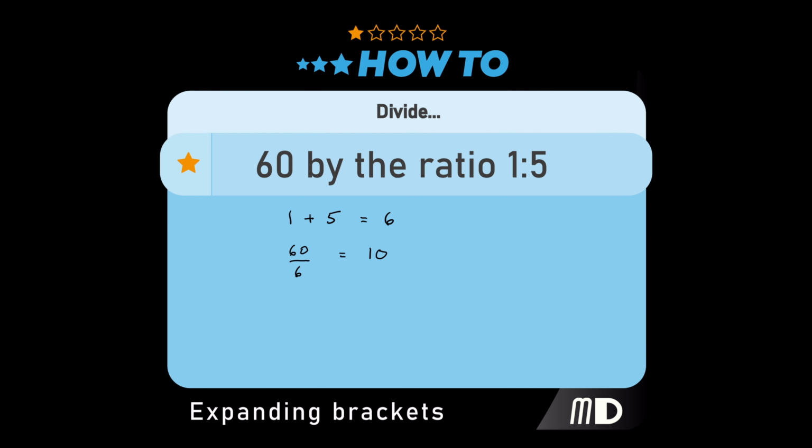Finally, to finish answering this question, we need to multiply 10 by each of the digits in the ratio. 10 multiplied by 1 is equal to 10. And 10 multiplied by 5 is equal to 50. So the answer to the question is 10 and 50.